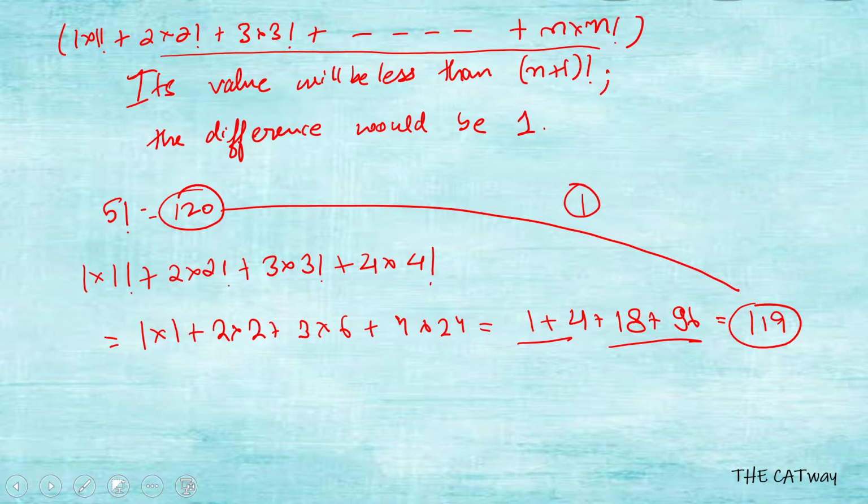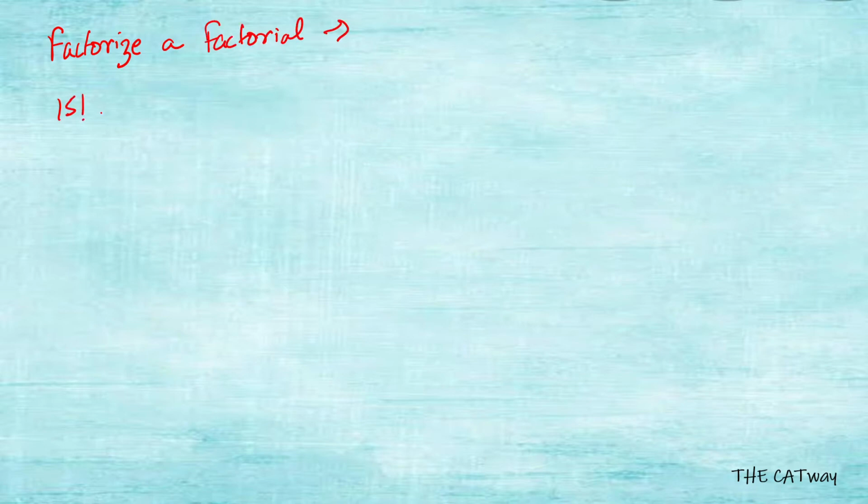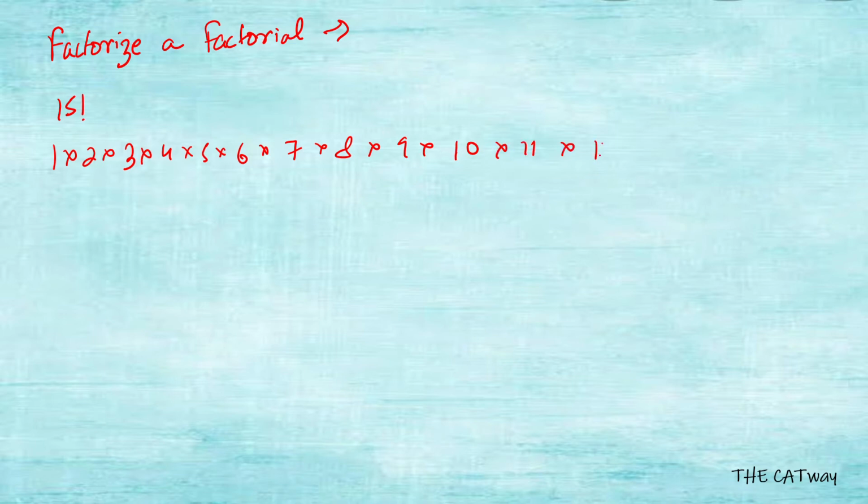Now let's learn how to factorize a factorial. So how do you do it? Let's talk about 15 factorial. We have to factorize 15 factorial. So what we will do is, you write it as the factorial form, 10 into 11, 12, 13, 14 and 15. Okay, so this is what we have.